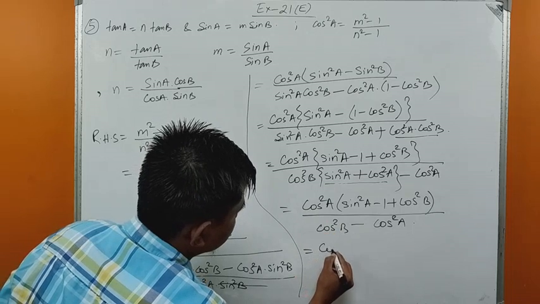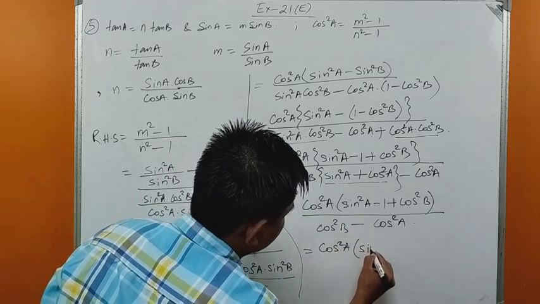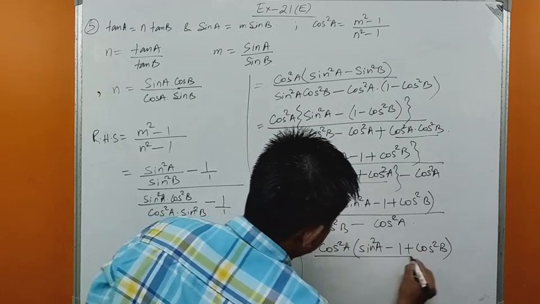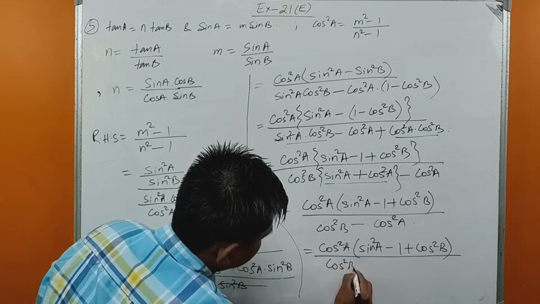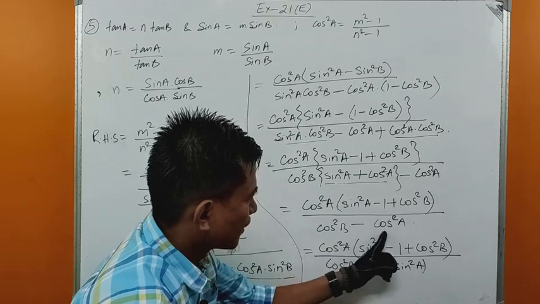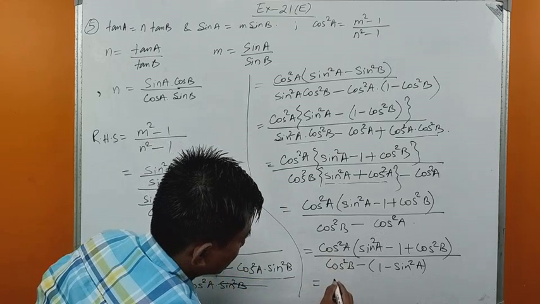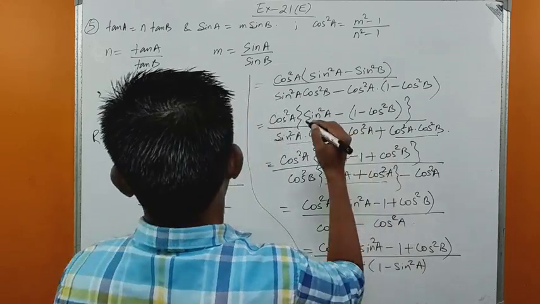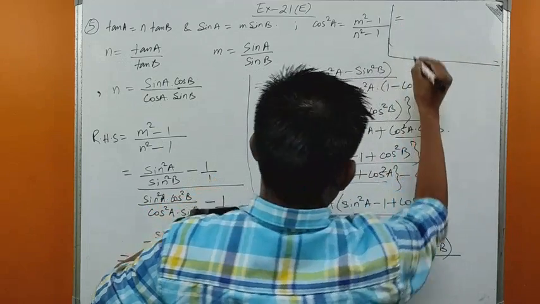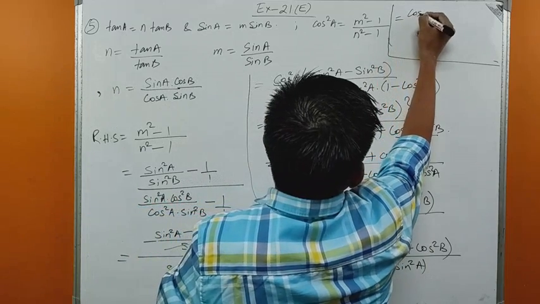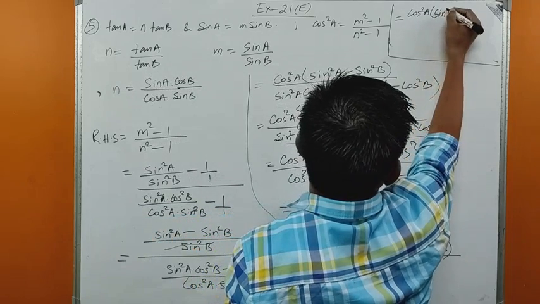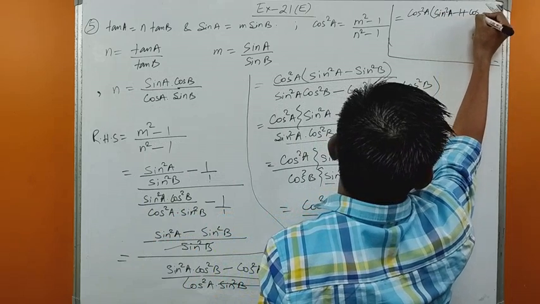So this minus comes here, and this is minus cos square A. So we have cos square A in the numerator, cos square A into sin square A minus 1 plus cos square B. In the denominator we have cos square B minus cos square A, which means 1 minus sin square A. Cos square A can be written as 1 minus sin square A, isn't it? Let me continue this here.